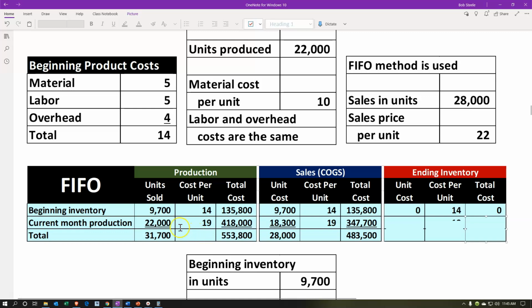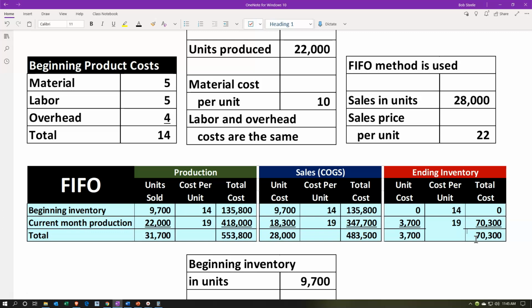And of the 22,000 units that we had at the $19 cost, 18,300 of them were sold. Therefore, if we take the difference between the 22,000 and 18,300, we get the 3,700 at the cost of the 19. 3,700 times 19 is going to give us the 70,300. So that means that we have 3,700 at the 70,300 left over.